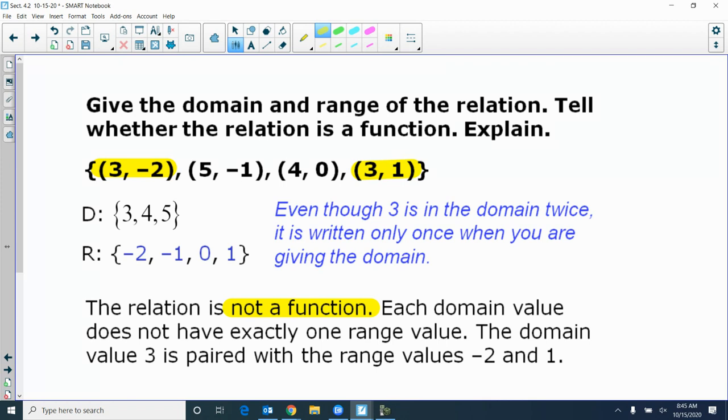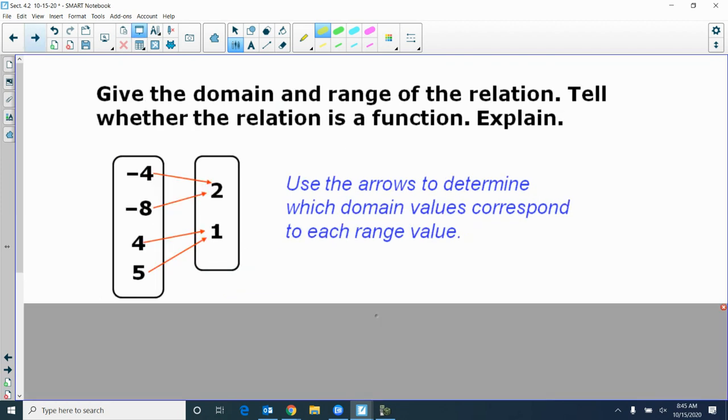All right, so that next one. -4 goes to 2. -8 goes to 2. 4 goes to 1. 5 goes to 1. All right, what's our domain? As you take a look at those. Jay Lee, what is our domain? Negative 8, -4, 4, and 5.